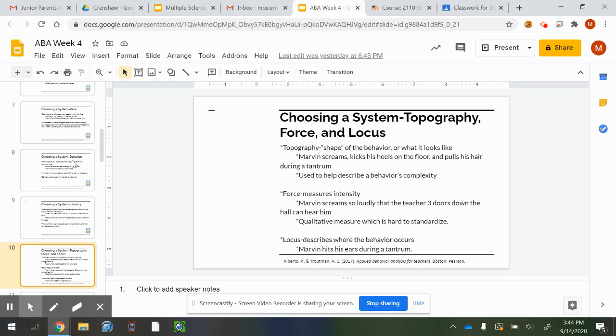And then the last one is locus. It describes where the behavior is occurring. So on this one, they have just identified that he hits his ears during a tantrum. So just narrowing that focus. I can honestly say that I've never used locus or force. But again, you may have a student with some different challenging behaviors where you may need to use those types of recording systems.